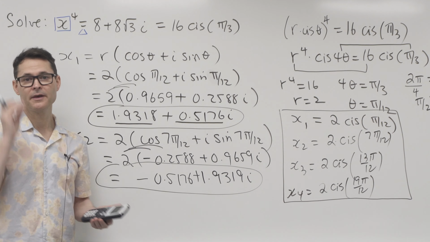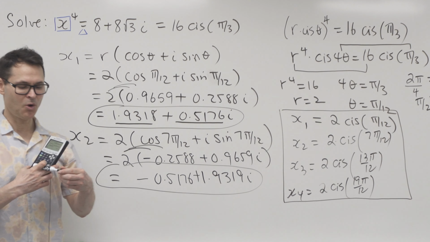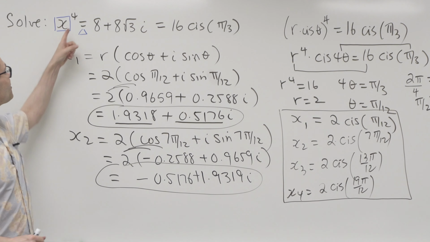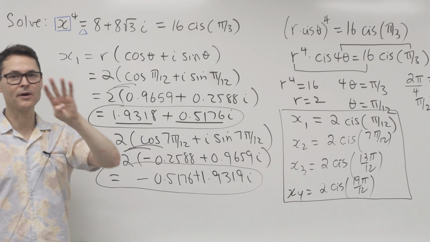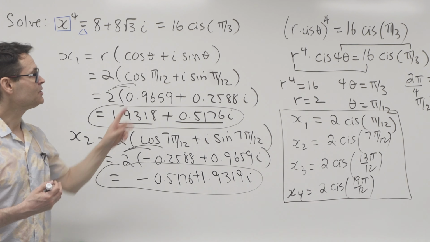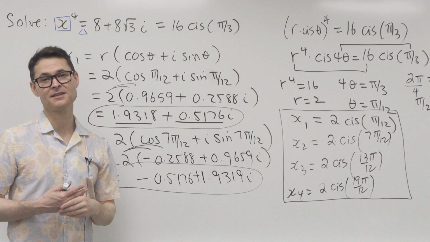There are 2 more that could be written. These are in Cartesian form. Those are written in polar form. All right, so there you go. Solving a quartic, degree 4, 4 answers, where you have a complex number, using De Moivre's theorem, using r cis theta, and taking Cartesian form into r cis theta form.